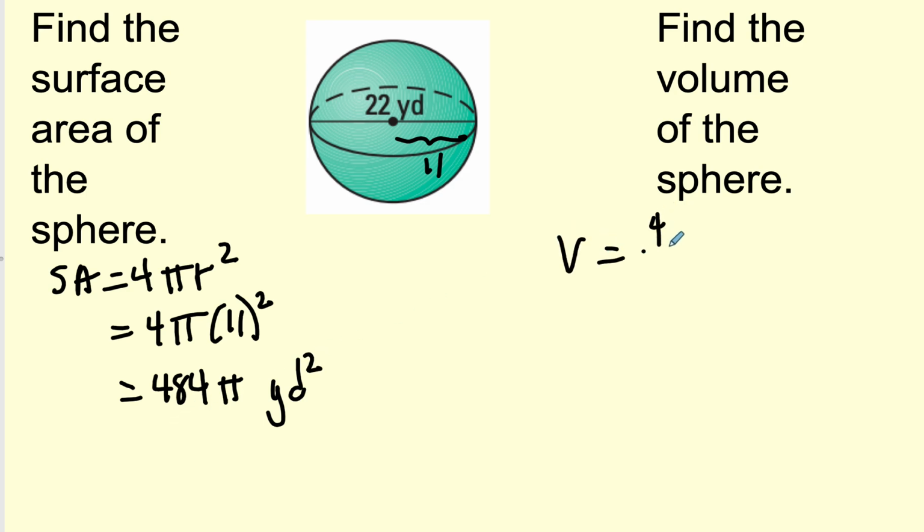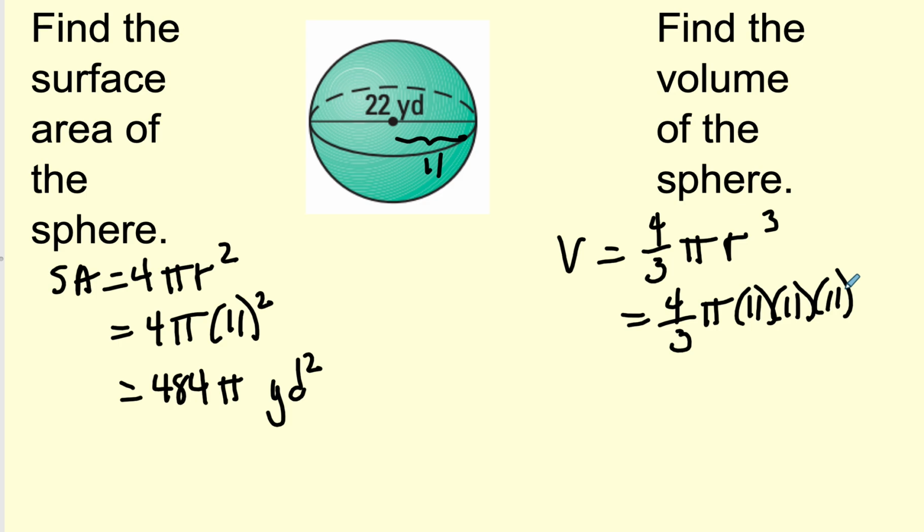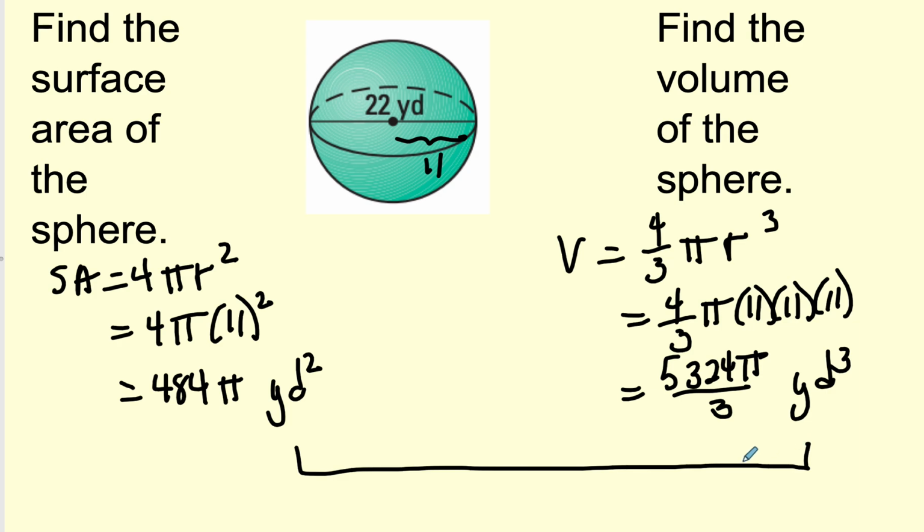Volume will be 4/3 pi r cubed. So this is 4/3 pi, and this will be 11 times 11 times 11. That's what r cubed means, 11 to the 3rd power. And then times it by 4. So that's going to be equal to 5,324 pi over 3, and this will be yards cubed. Again, look at the difference between area and volume. And that's the end of the screencast.